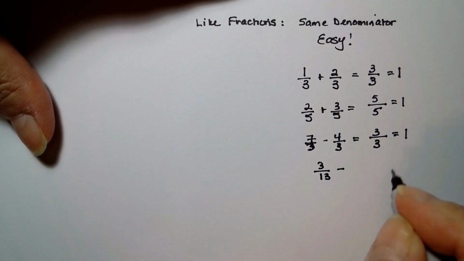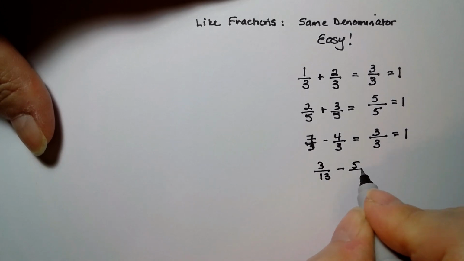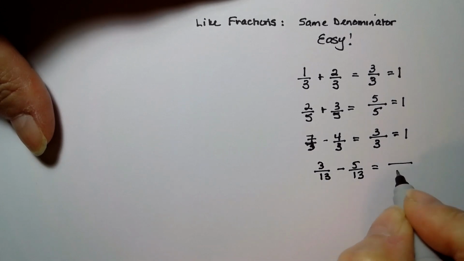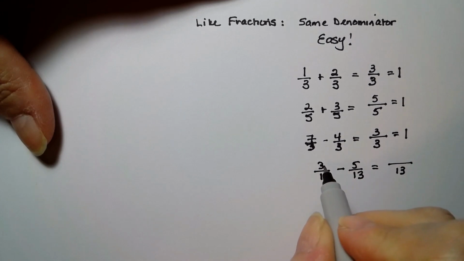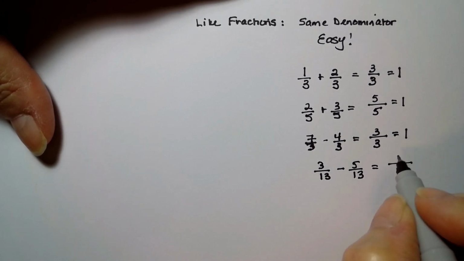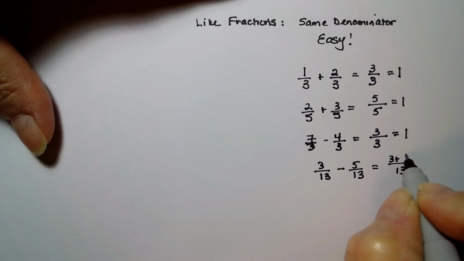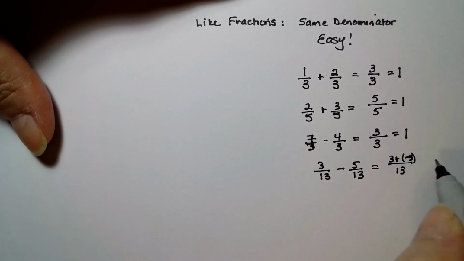3/13 minus 5/13. Okay, so the bottom's 13, and the top is 3 minus 5. Well, remember, that's 3 plus a negative 5. Okay, if you want to do it that way. The signs are different, so you subtract 5 minus 3 is 2, and you assign the sign of the bigger number. The bigger number is 5, and it's negative, so we make that negative.